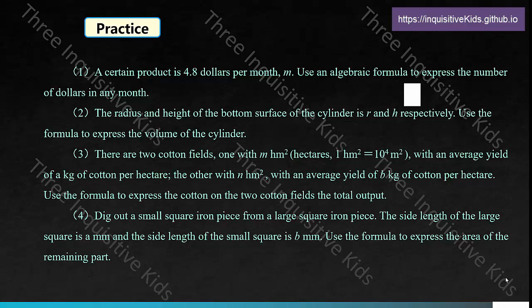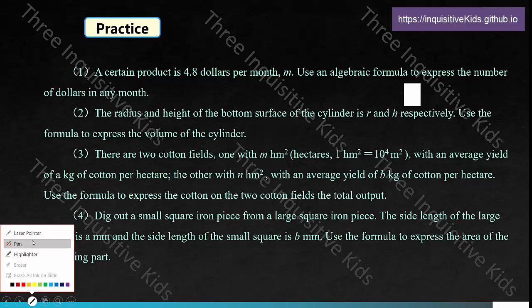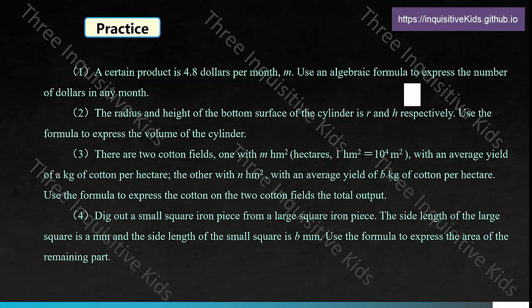3. There are 2 cotton fields, one with m hectares, with an average yield of A kilograms of cotton per hectare, the other with n hectares, with an average yield of B kilograms of cotton per hectare. Use an algebraic formula to express the total output of cotton in the 2 cotton fields. Also remember here, this is A, that's a variable.